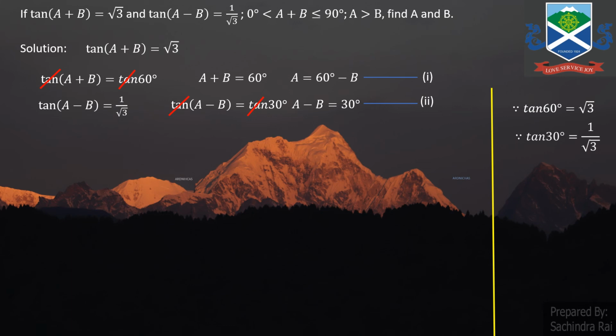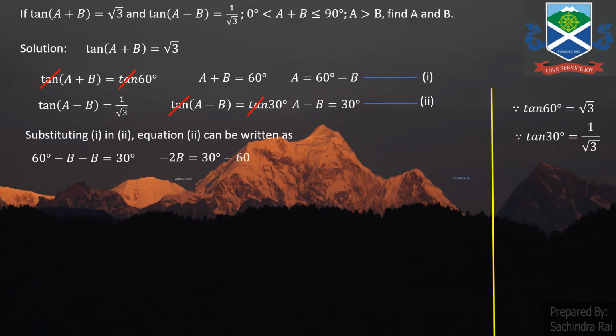Now we'll substitute the value of a from equation 1 into equation 2. So we're rewriting the second equation. We get 60 degree minus b minus b equals 30 degree, because in this equation we had a minus b equals 30 degree, so we are replacing the value of a as 60 minus b. Then minus b minus b is minus 2b. We take 60 degree towards the right hand side, so it becomes 30 minus 60 degree. So minus 2b equals minus 30 degree.